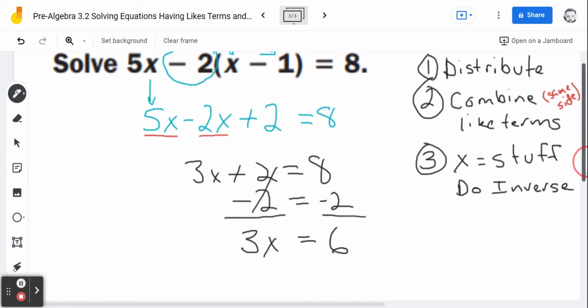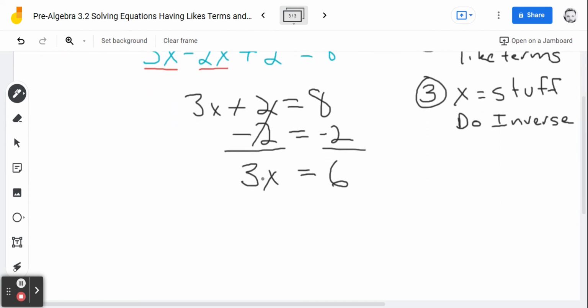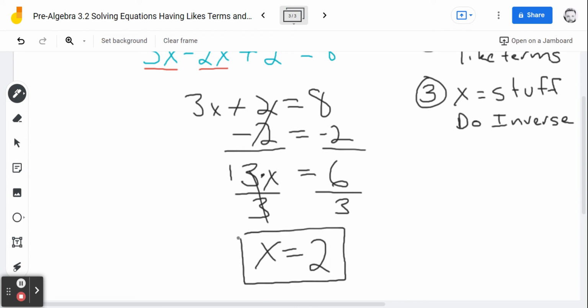Now, how do I get rid of this 3? Well, 3x is 3 times x. Yep. The inverse of multiply is divide. 3 divided by 3 is 1. 1 times x is just plain old x. What's 6 divided by 3? 2. Okay. That's the answer.